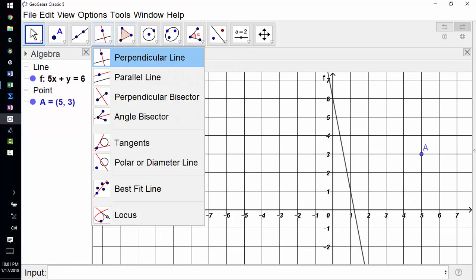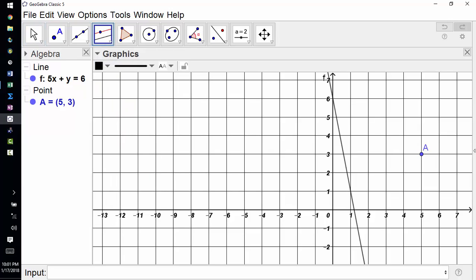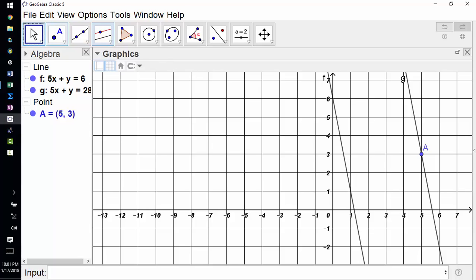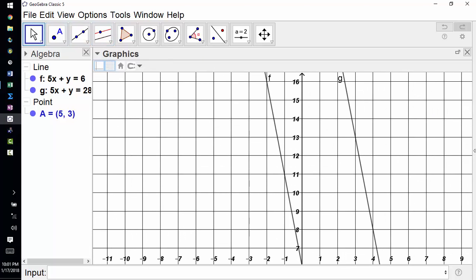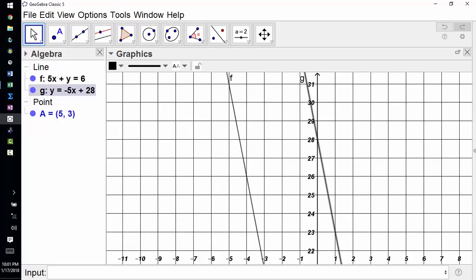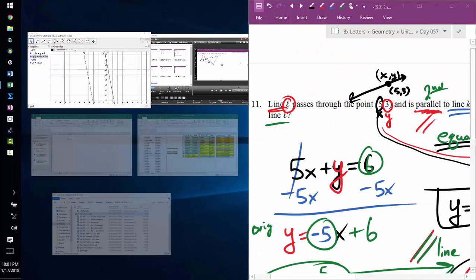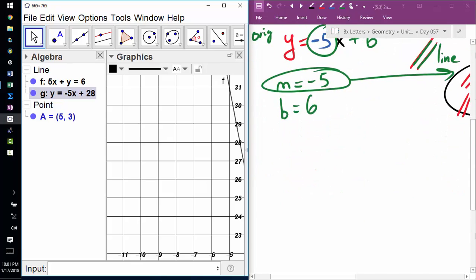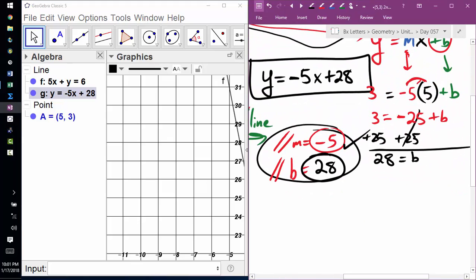And GeoGebra is awesome because I can make a parallel line by clicking the original line to get the slope, and I can just stick it through point A. And I can see, yeah, that y-intercept does go through 28. And if you look at the equation, turn it into y equals, our answer of y equals minus 5x plus 28 is exactly the equation of the image, the parallel line that passes through the point 5, 3.